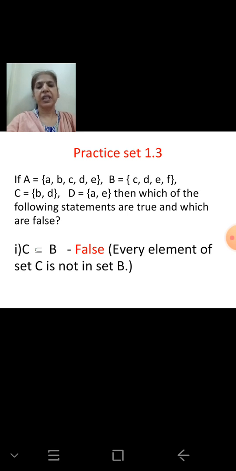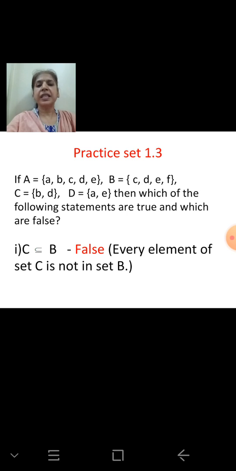In that, the first one is, C is a subset of B. So see the elements of C, which are they? B and D. Elements of set B: C, D, E, F. Now is C the subset of B? You have to check whether the elements are there.